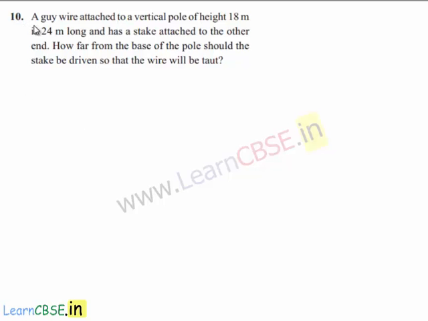Moving on to the 10th question. A guy wire attached to a vertical pole of height 18 meters is 24 meters long and has a stake attached to the other end. How far from the base of the pole should the stake be driven so that the wire will be taut? Now moving on to the solution.